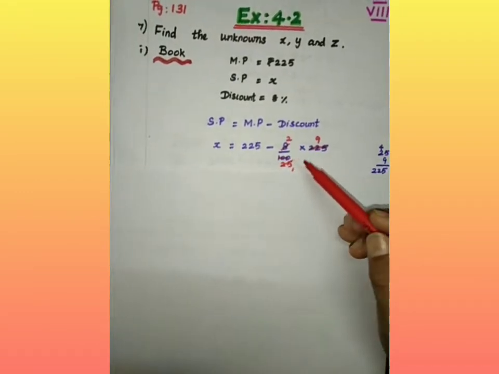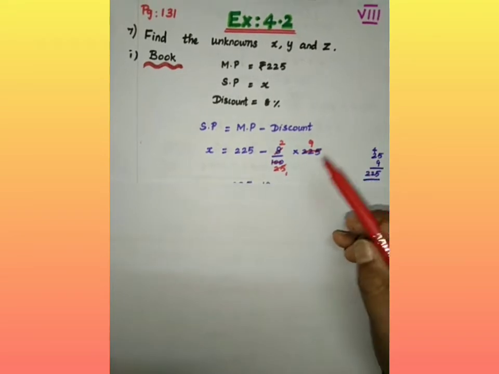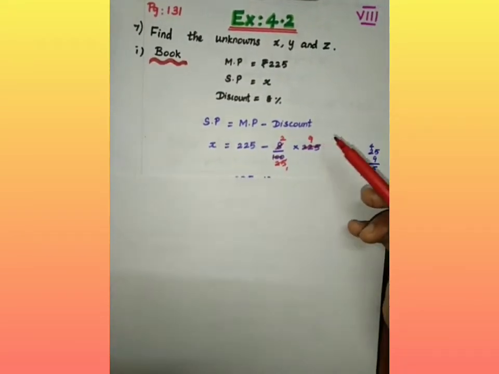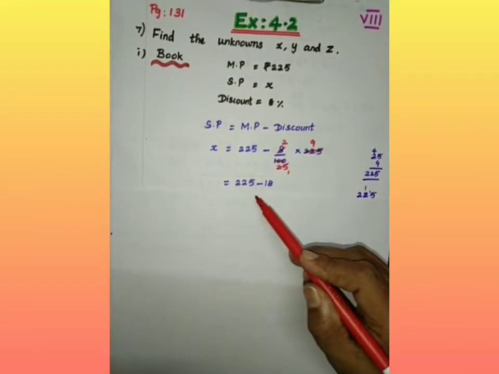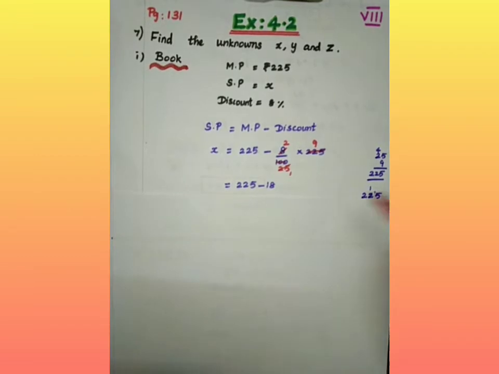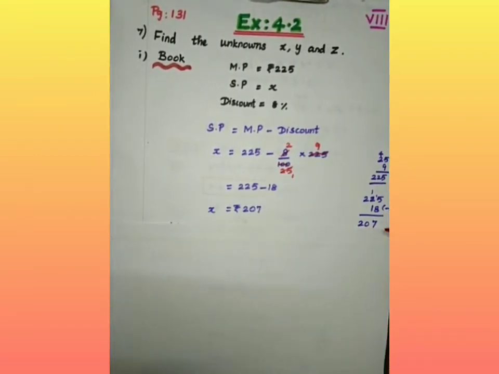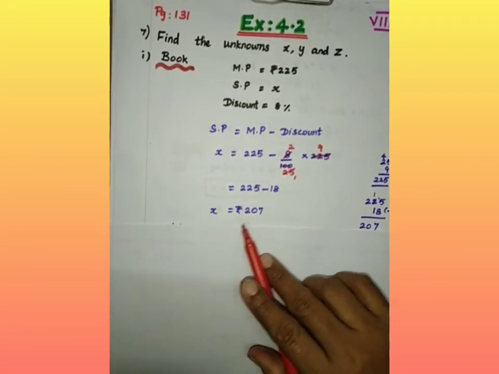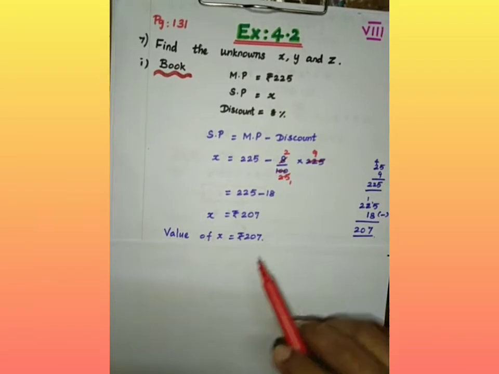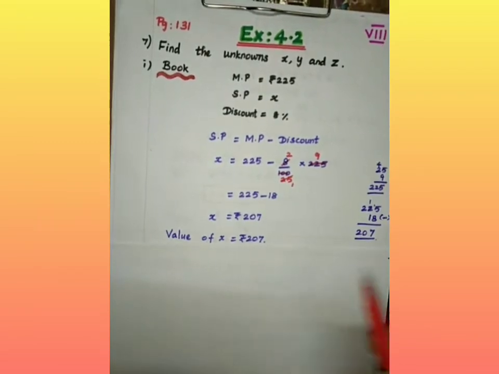2 4s are 8 and 25 4s are 100. Then 25 1s are 25, 9s are 225. Therefore 225 minus 2 into 9, which is 18. When you subtract 225 minus 18, you get 207. Therefore, x is equal to rupees 207. Therefore, the value of x is rupees 207.